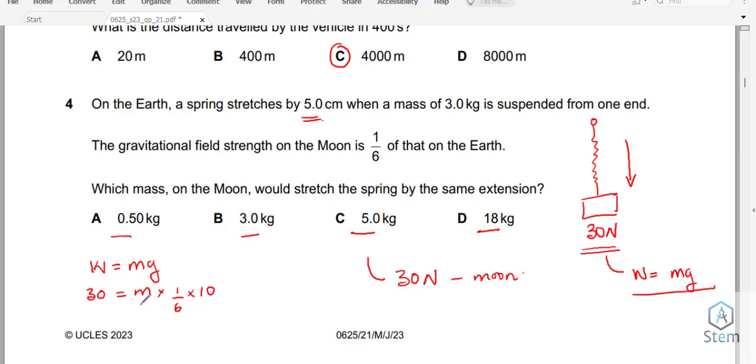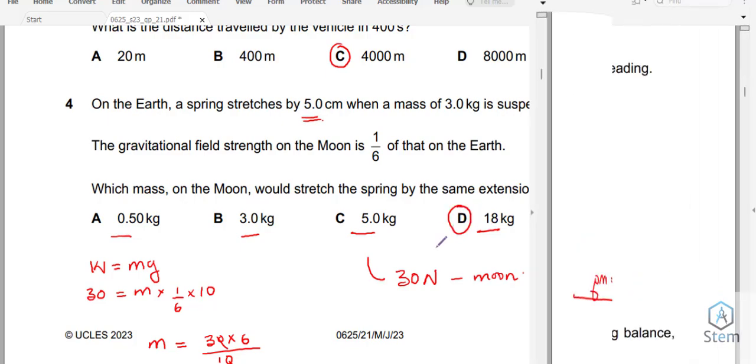So if you make M the subject of the formula, you will end up with 30 times 6 divided by 10, which gives us 18. So the answer here is 18.